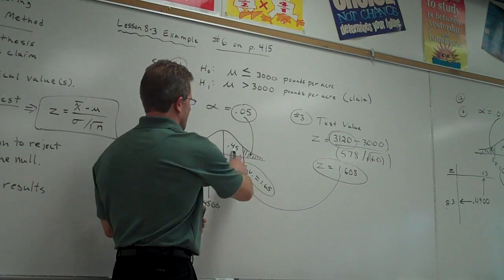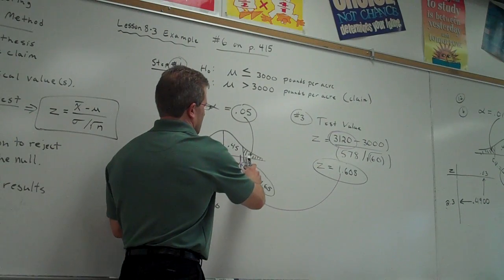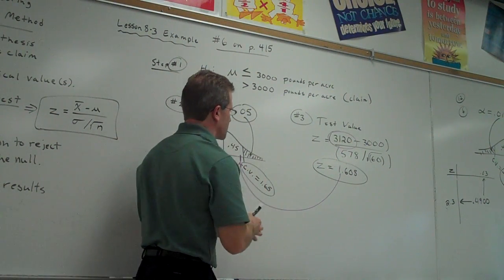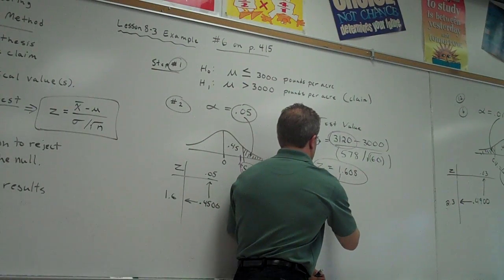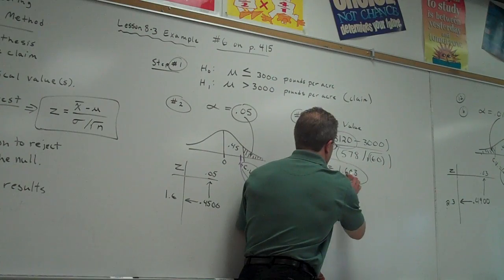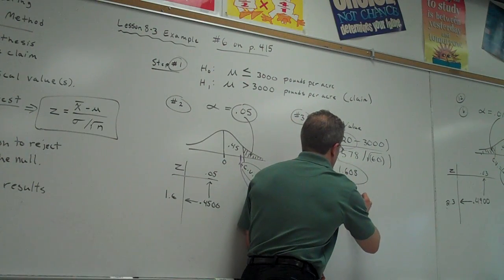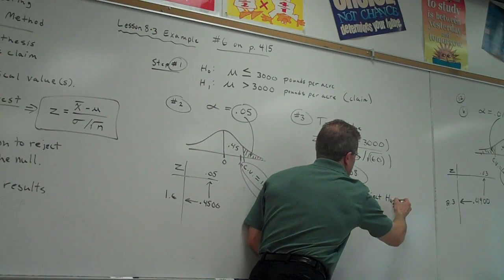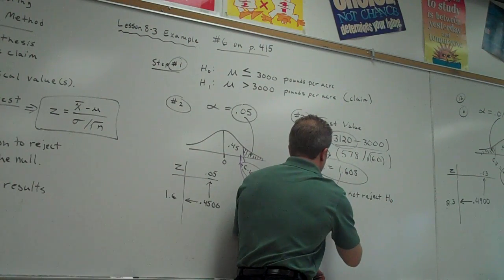This white area is the non-rejection area. If this purple value would have fallen in the tail here, that would be the rejection region. So step number 4, you're always going to say reject or do not reject H null. In this case, do not reject H null. Step number 5, we're going to summarize.